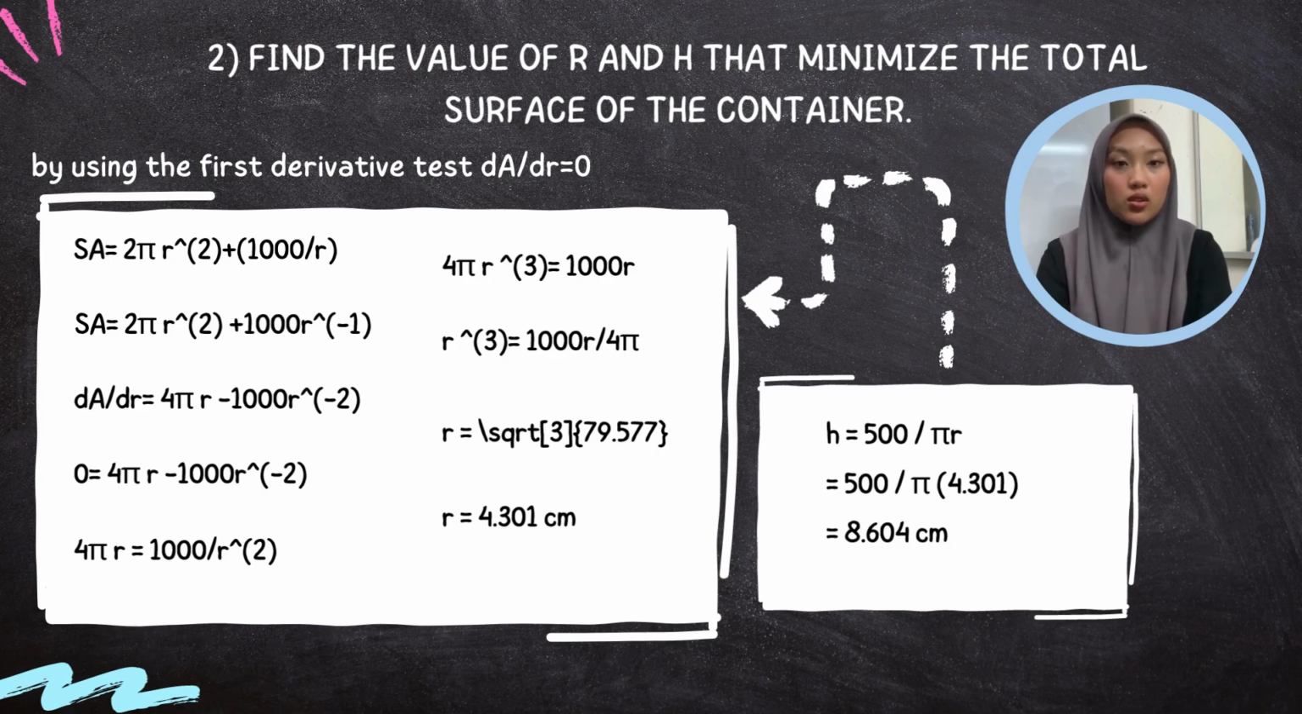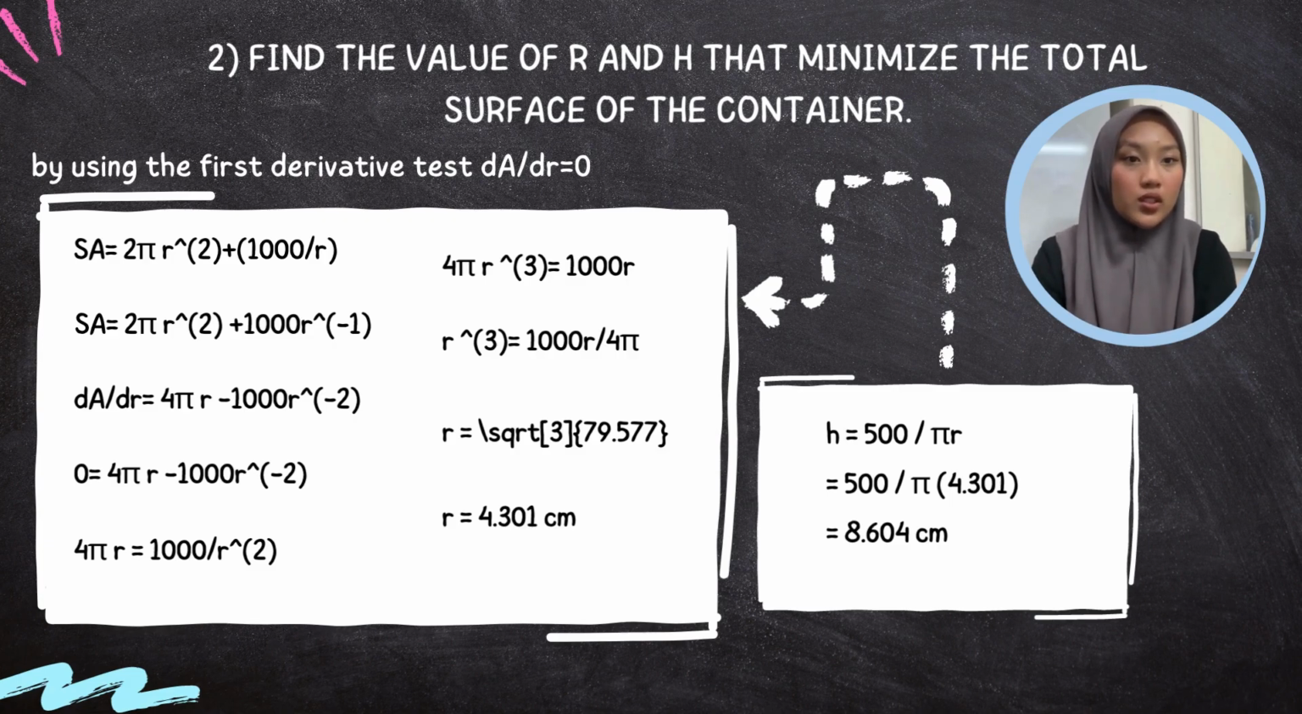So we substitute 0 in the equation, and it will become 0 equals 4 pi r minus 1000 r to the power of negative 2. We bring the negative to the right side and it will become positive. So the next step, it will become 4 pi r cubed equals 1000 r. We leave the left side as r cubed and we bring the 4 pi to the right side, and it will become r cubed equals 1000 r over 4 pi.